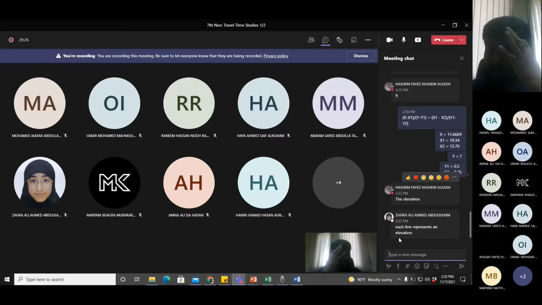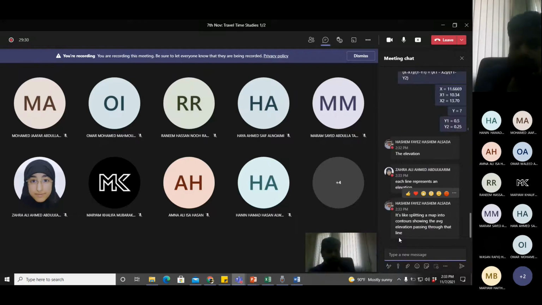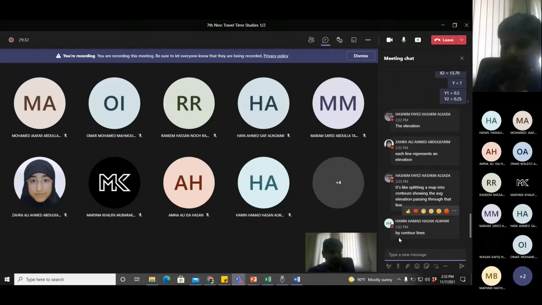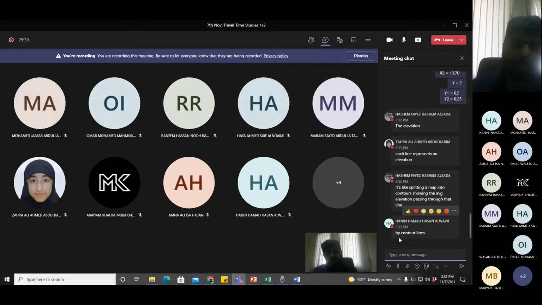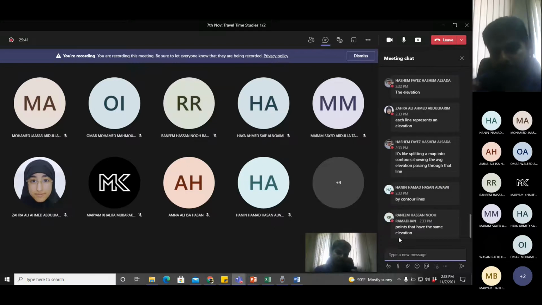How does it show the elevation? Each line represents an elevation. Yes, good. Zahra, good. Passing through that line. Yeah, okay, good. Haneen, very good. Okay, contour lines. So contour lines are lines which are showing the points having the same elevation.